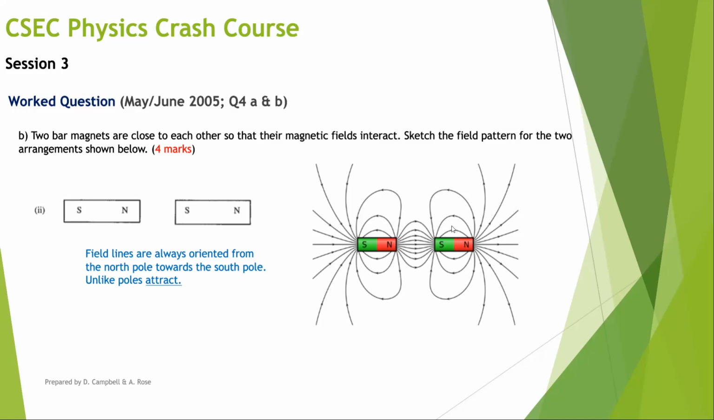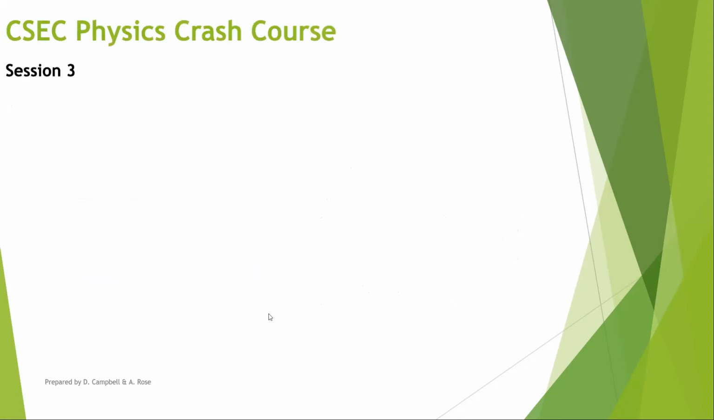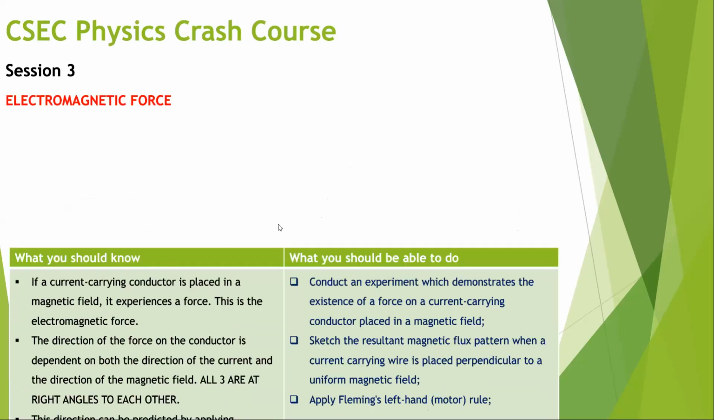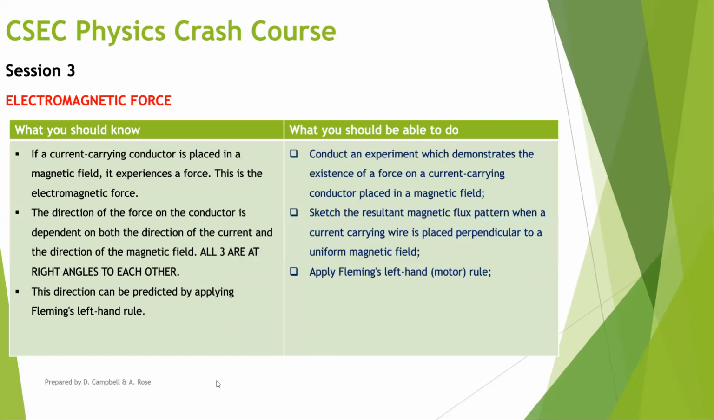And in the middle, ensure that you have the field lines being strongest there or closest together, indicating that the magnetic force is strongest at this point. And that's why we have the attractive force. Right, so I think that's it. So we are going to be moving on to electromagnetism now, and we'll discuss the concept of electromagnetic force.